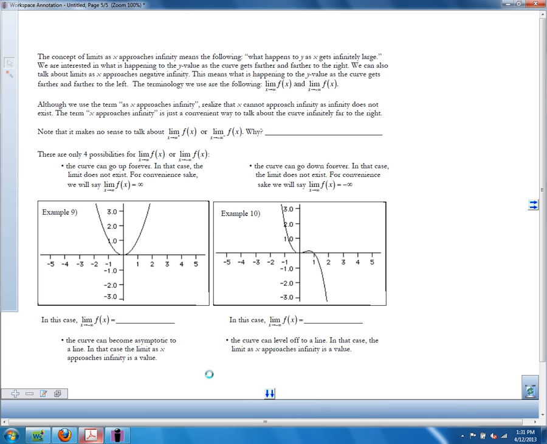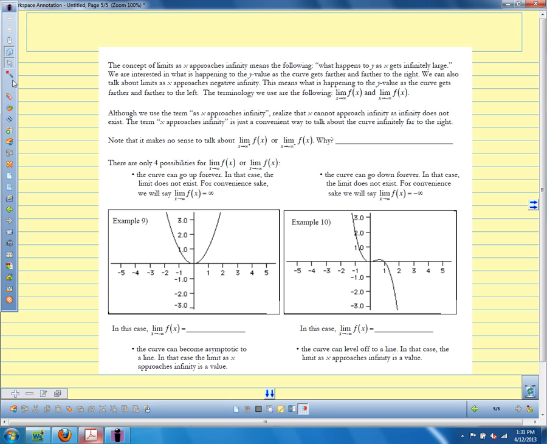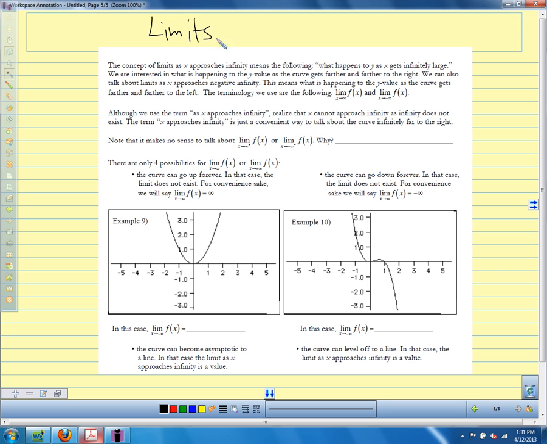So the next page of your packet. The last examples again, we're talking about as x approaches a number. Now we're talking about limits as x approaches infinity. So just slightly different ideas. When we're talking about what happens as x approaches infinity, we've talked about this a little bit before when we talked about rational functions. What we're talking about is what happens eventually. What happens when x gets really large?